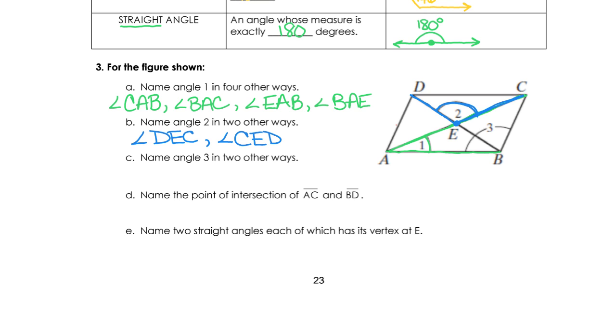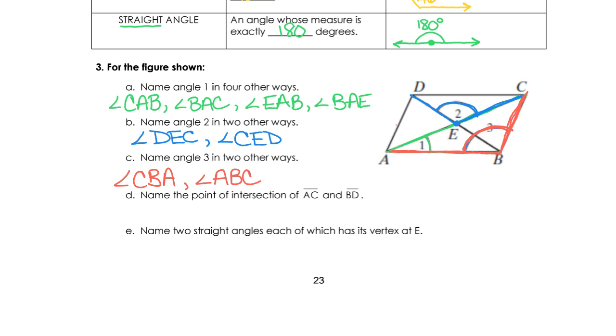All right. Part C, name angle 3 in 2 other ways. So here's angle 3. Oops, I wanted to use a different color. Angle 3, and this is one side of angle 3, and this is the other side of angle 3. So I can see what letters I'm able to use. So we'll go ahead and use C from that side, B's the vertex, A from the other side. So angle CBA. Or flip them around, and we have angle ABC. And there's our 2 ways.